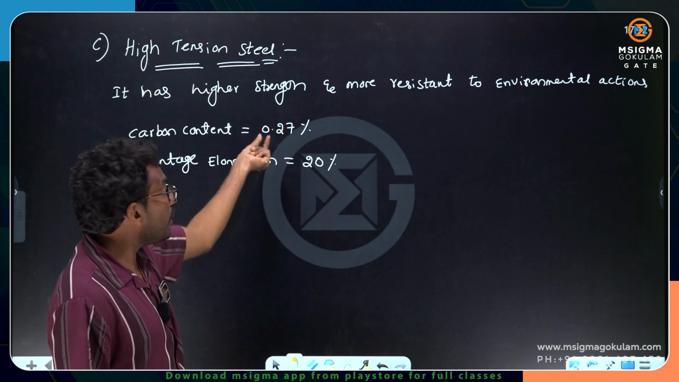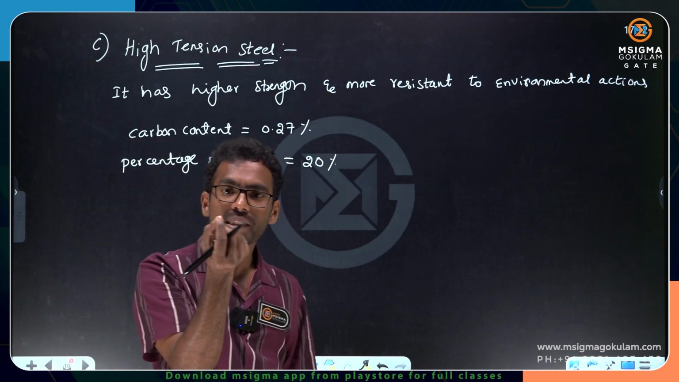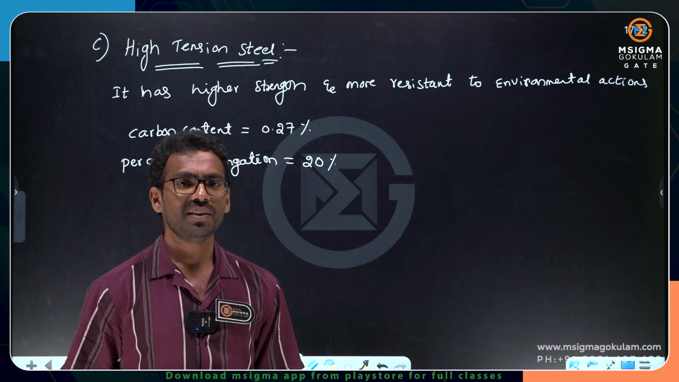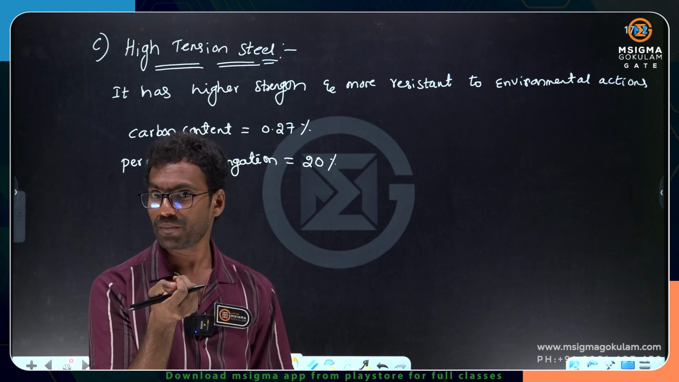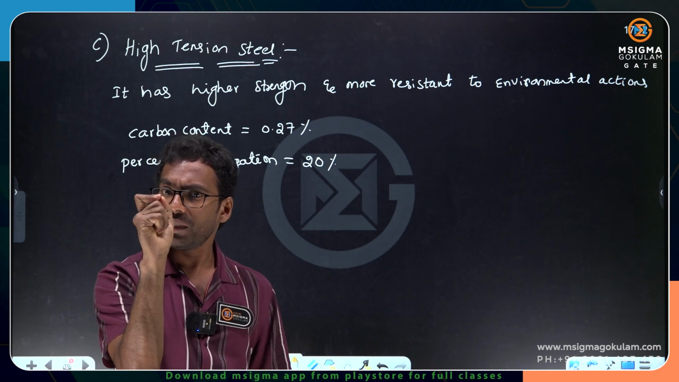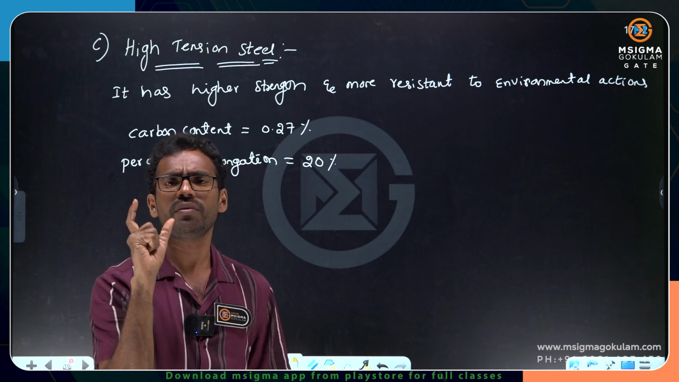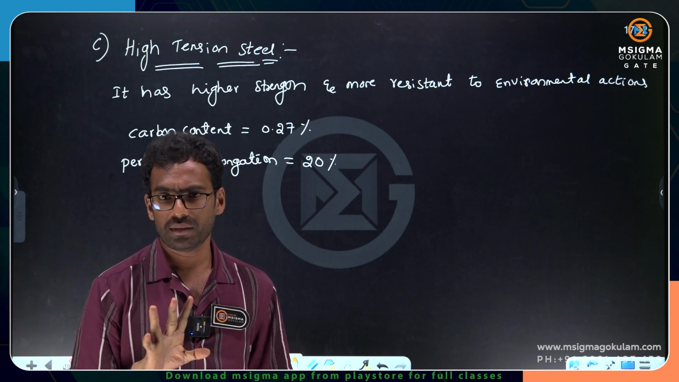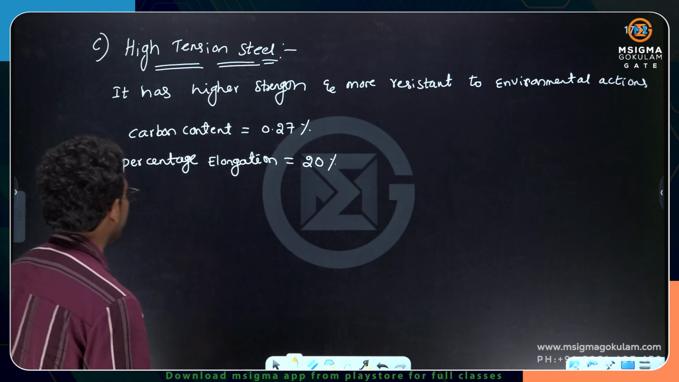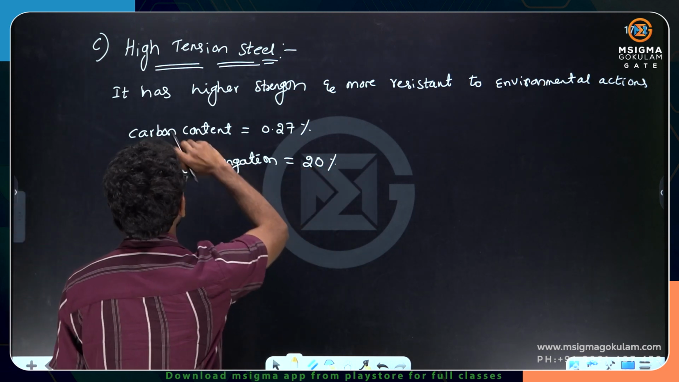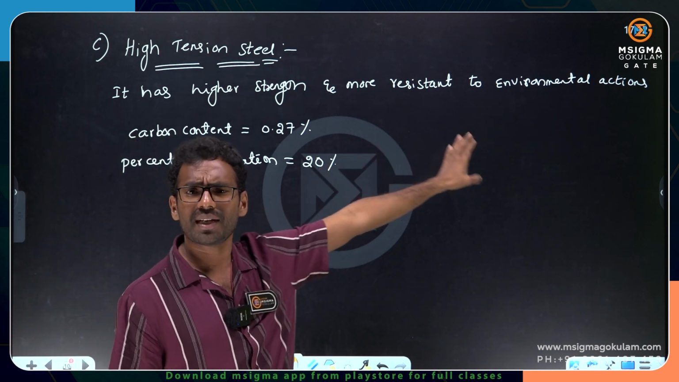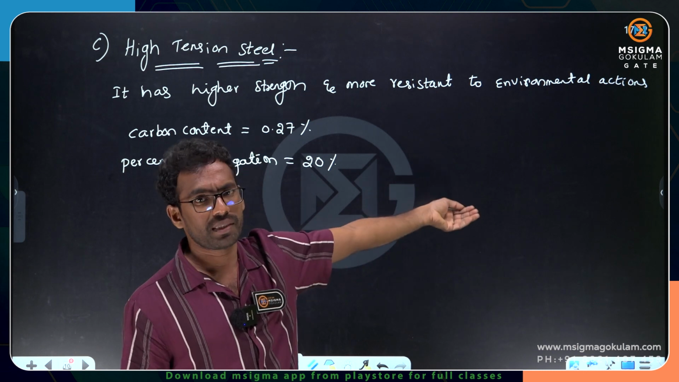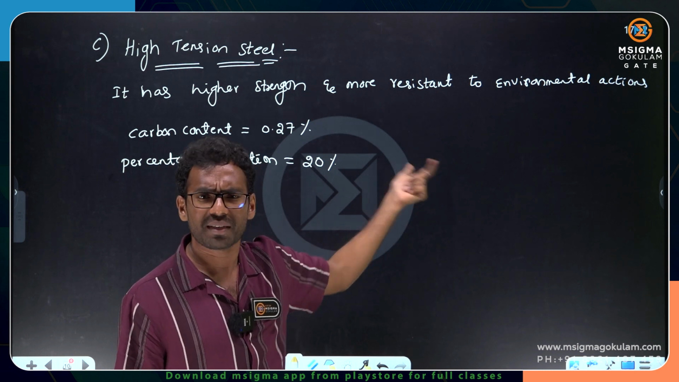See, 0.02% of steel carbon content drastically changed the behavior of the steel. That is what I am trying to say. A small amount of carbon content, a fractional percentage of carbon content, drastically changes the behavior of the steel. That's what I am trying to say. Okay, fine. But even then it is a ductile material. Even high tension steel is also a ductile material. Please understand, because percentage elongation is more than 15%. Here it is 20%, therefore it is a ductile material.